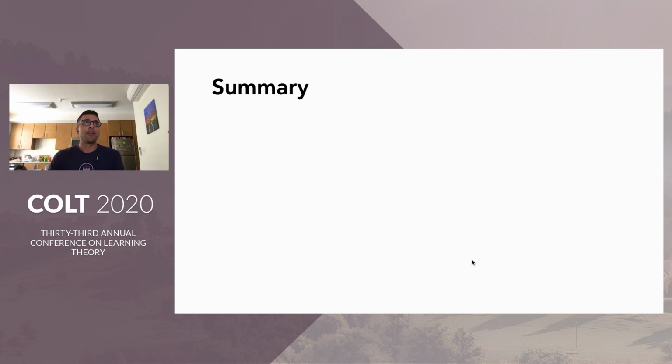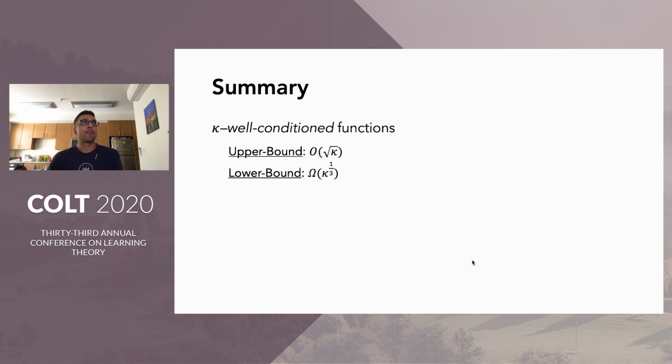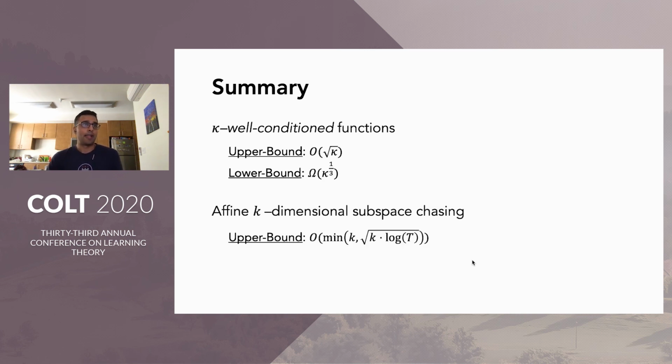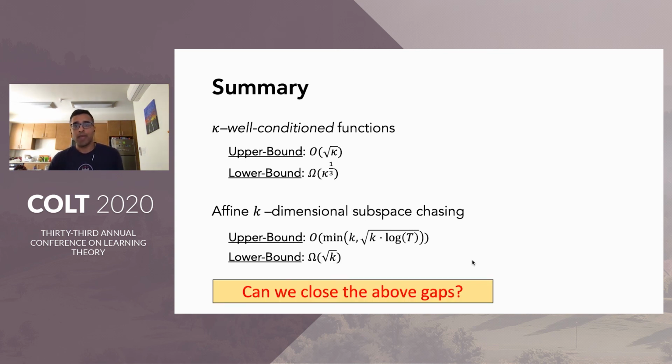Okay. So let me summarize in the last 30 seconds. For kappa well-conditioned functions, we give you an upper bound of square root kappa and a lower bound of kappa to the 1/3. And this is in the paper where we show for k-dimensional subspace chasing, we give an upper bound of roughly k and a lower bound of square root k. And the main open question is, can we close these gaps?